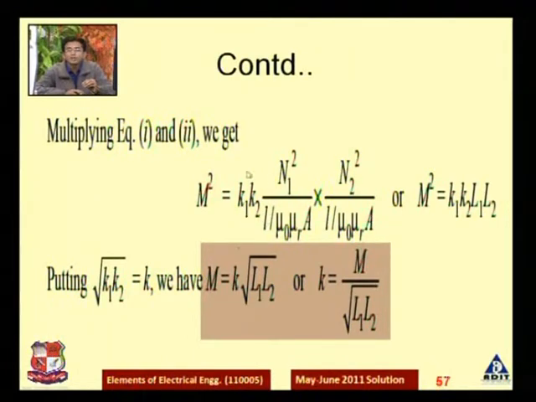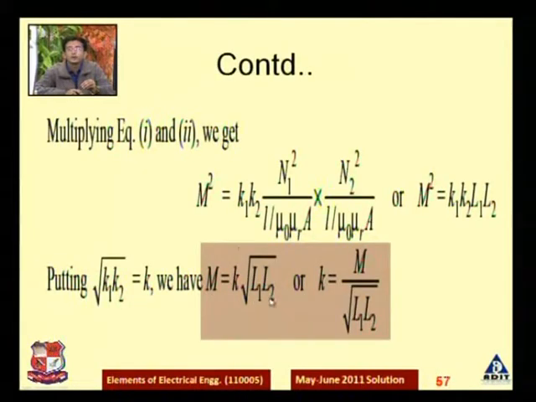So now I am putting K on behalf of K1 K2, I am just putting only K. So I will get M is equal to K under root L1 L2. So in this equation I can take K as the subject. So K is equal to M divided by under root L1 into L2. So I can say that this K is nothing but the coupling coefficient of two inductor coils.